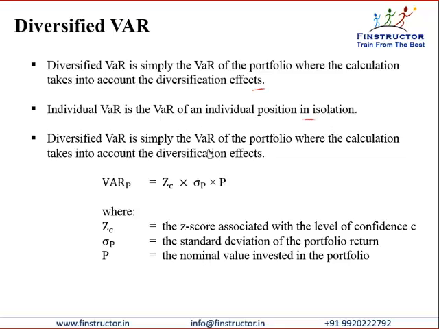So please recall the calculation of the VaR. The VaR, assuming the expected return is equal to 0, would be the z-score multiplied by the standard deviation multiplied by the value of the portfolio. And the way the standard deviation is calculated will take into account the correlations amongst the various assets. Z is the score associated with the level of confidence. The Z value generally comes from the normal distribution. So in the diversified VaR, the standard deviation will be the standard deviation of the portfolio taking into account the diversification effects.